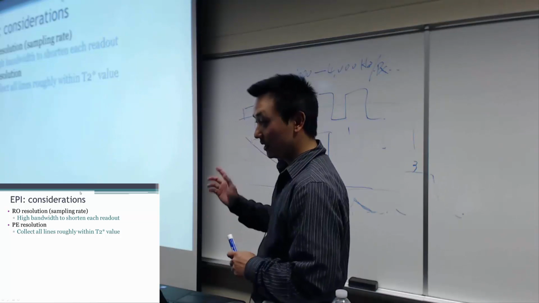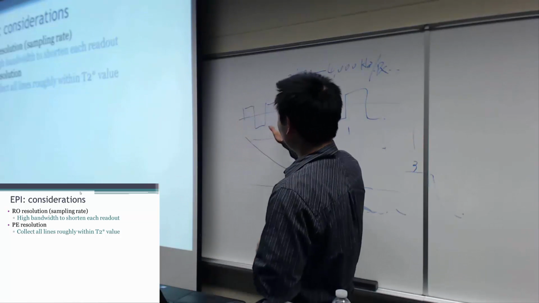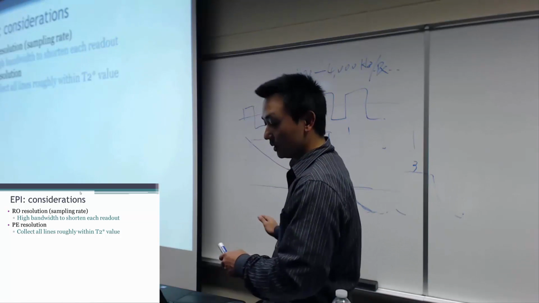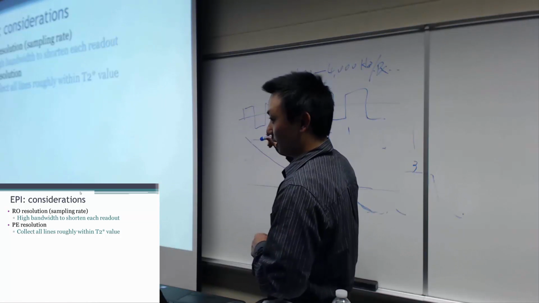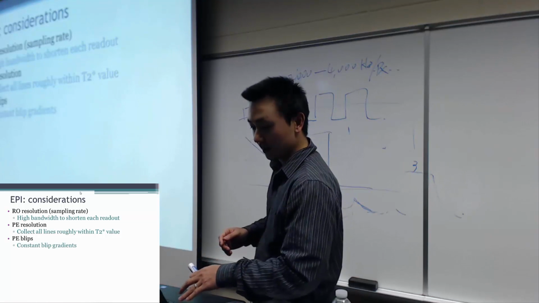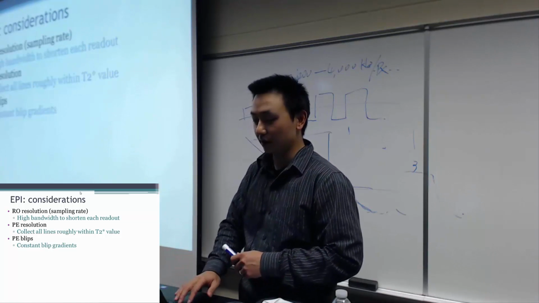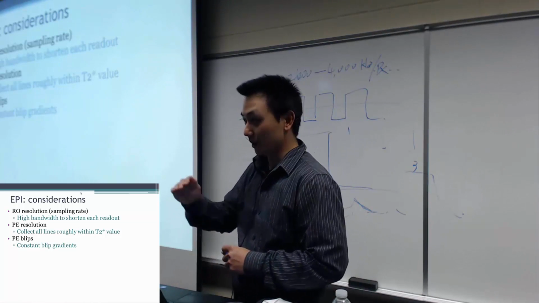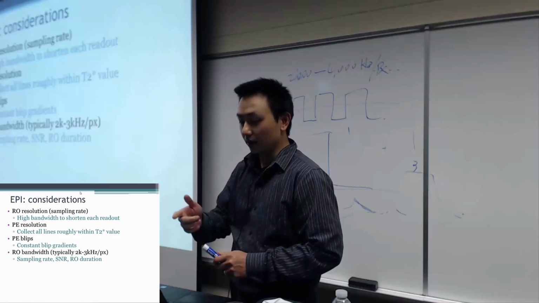Okay, so for phase encoding resolution, first of all, as we said, we need to collect all the echoes roughly within the T2 star range. So this would limit the phase encoding lines we can actually collect. And for the phase encoding blip, we usually use the constant blip, which just shifts the K space by one phase encoding step, 1 KY.